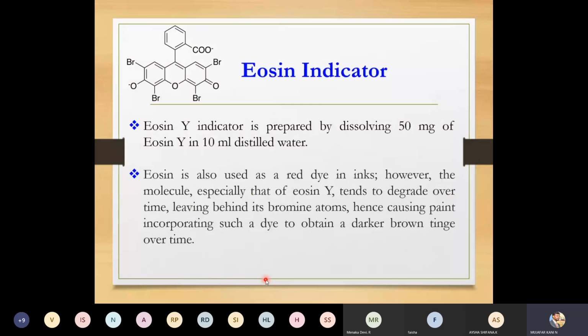Then another indicator, eosin indicator. Eosin Y indicator is prepared by dissolving 50 milligrams of eosin Y in 10 ml distilled water. So this eosin dissolved in 10 ml of distilled water, now the indicator is prepared. Eosin is also used as a red dye in inks. However, the molecule, especially eosin Y, tends to degrade over time, leaving behind its bromine atoms, hence causing paint incorporating such a dye to obtain a darker brown tinge over time. It's a simple way to prepare the eosin indicator.